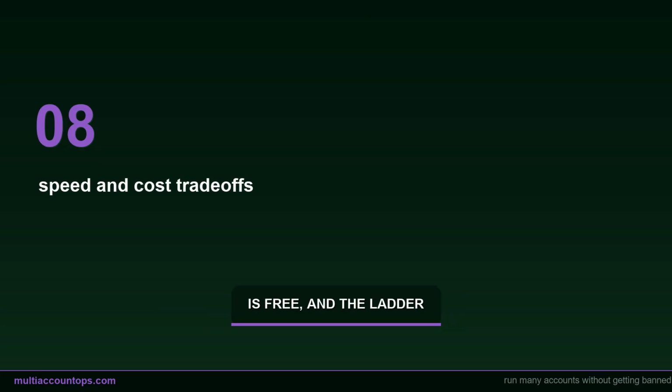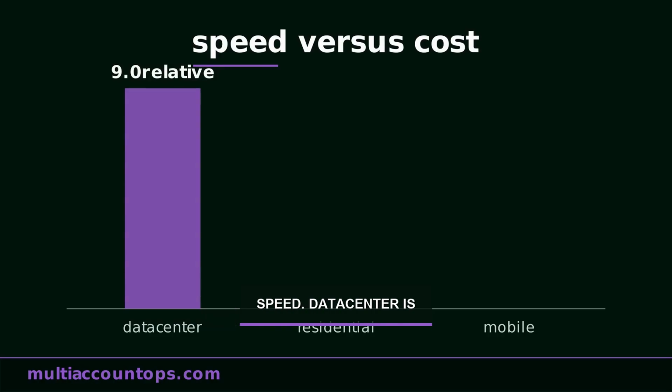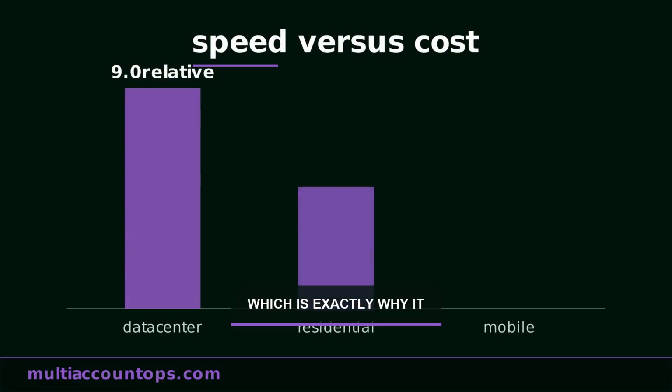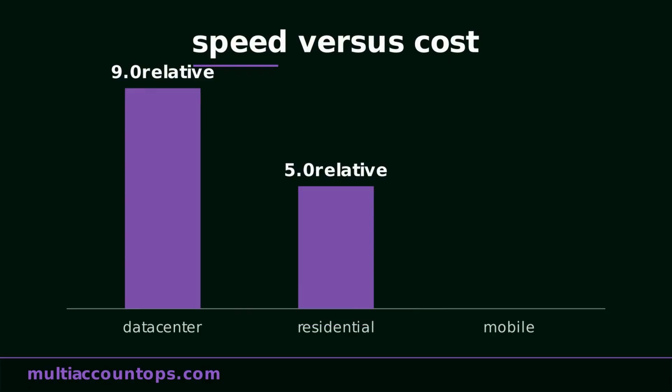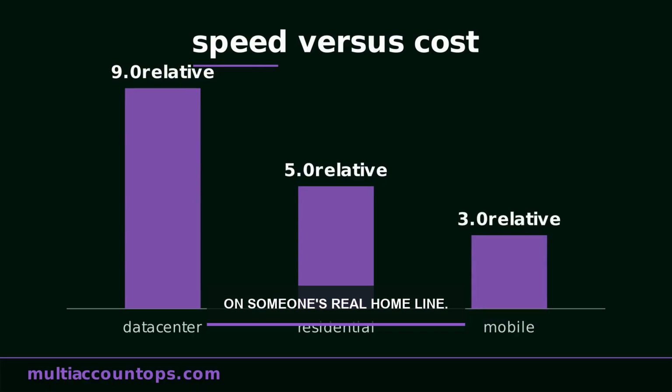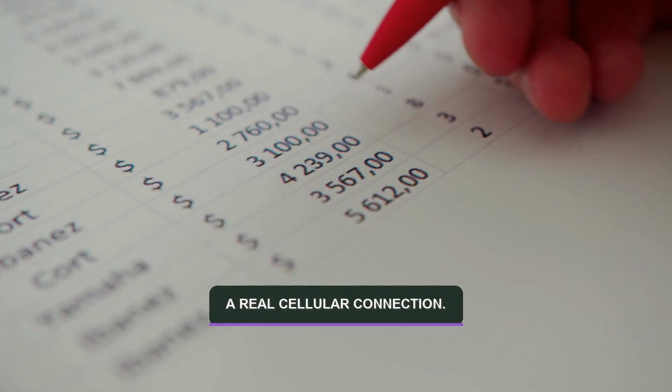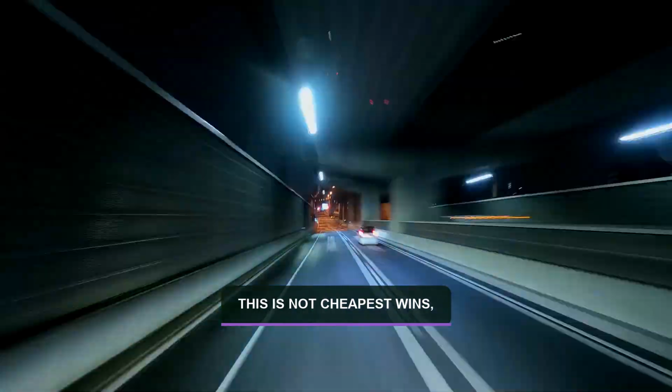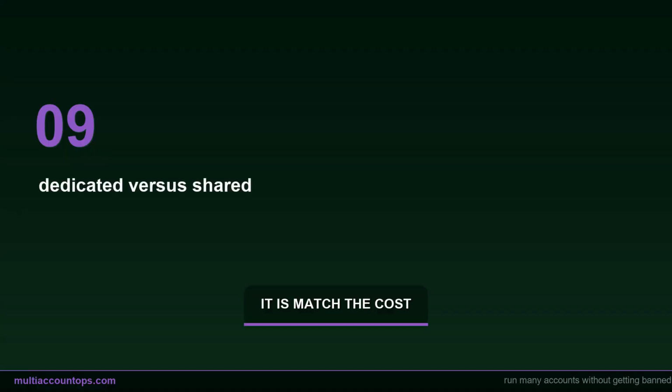None of this is free, and the ladder runs backwards on price and speed. Data center is the fastest and the cheapest, which is exactly why it is so tempting and so often misused. Residential costs more and can be slower because it depends on someone's real home line. Mobile is usually the slowest and the priciest because you are effectively renting time on a real cellular connection. The right way to read this is not cheapest wins, it is match the cost to the risk. A sensitive account that would be expensive to lose deserves the address that looks most human, even if it is slower.